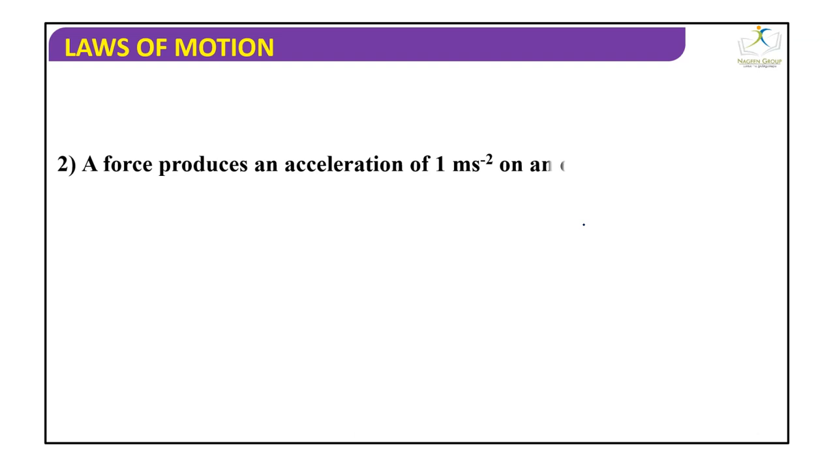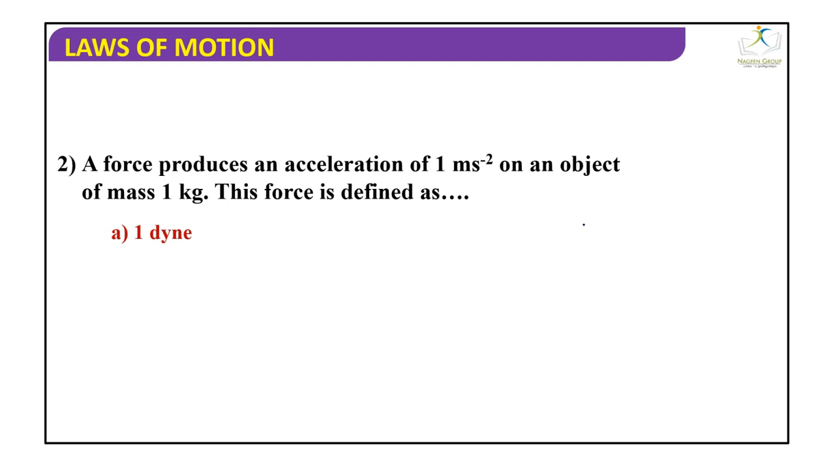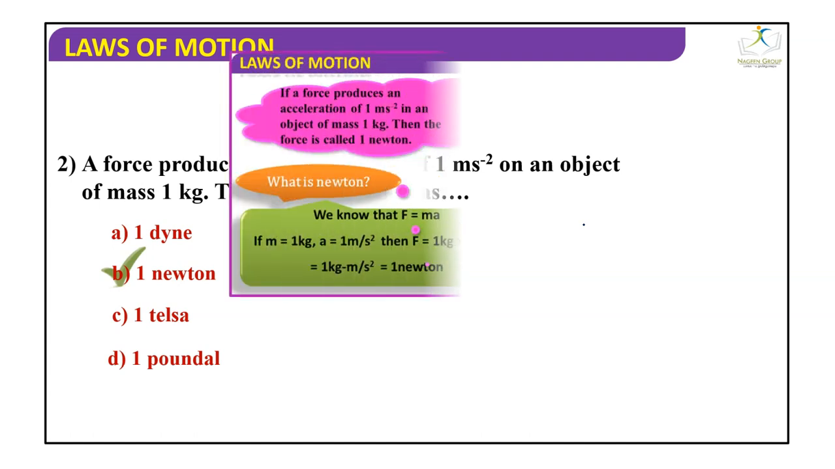Second question we have: a force produces an acceleration of 1 meter per second square on an object of mass 1 kg. This force is defined as 1 dyne, 1 Newton, 1 Tesla, or 1 pound? The correct answer is 1 Newton.